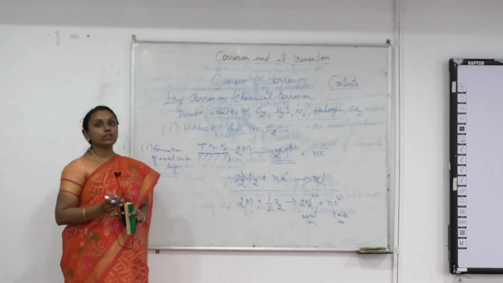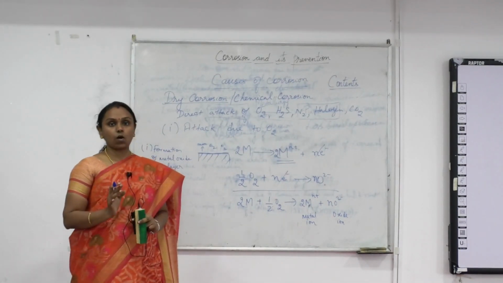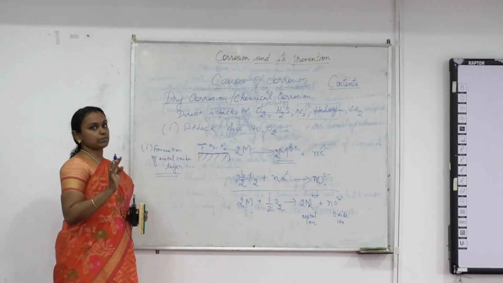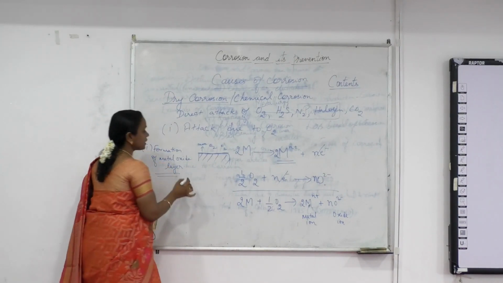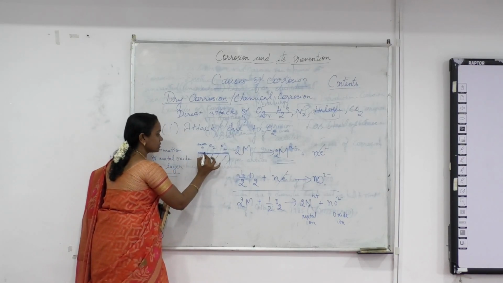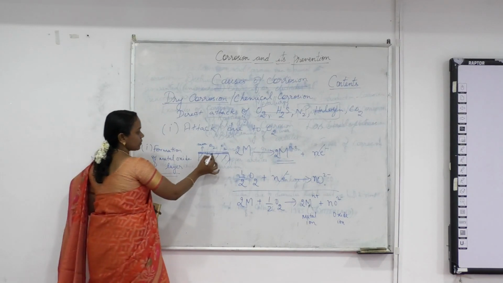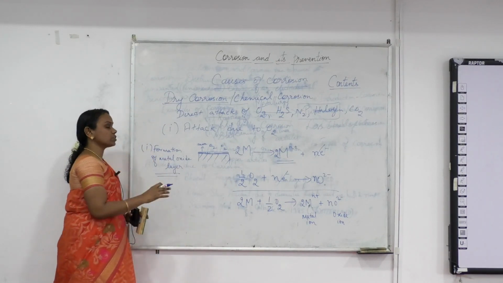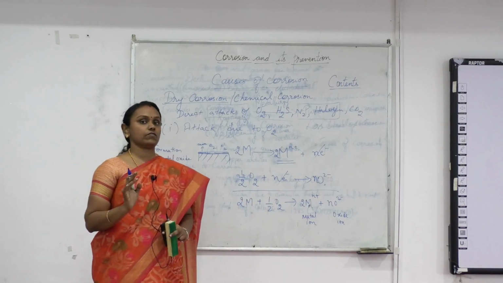Now, depending upon the nature of the metal oxide layer that is formed, further corrosion may take place, or corrosion may stop at the first stage itself. Depending upon the nature of the thin layer of metal oxide that is formed, further corrosion may take place or corrosion can stop in the first stage itself.